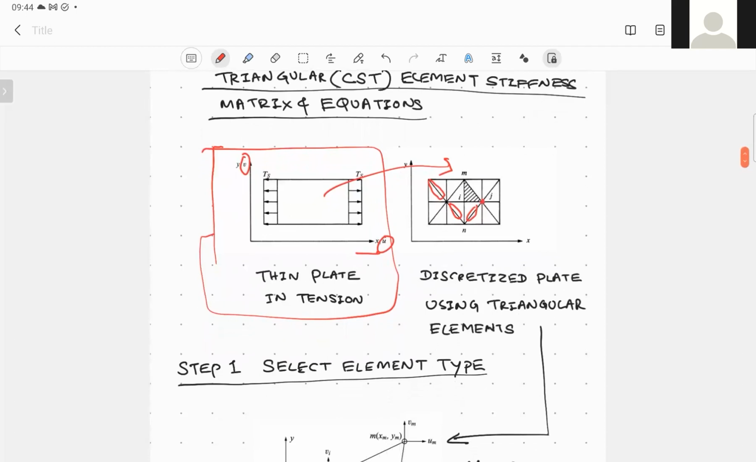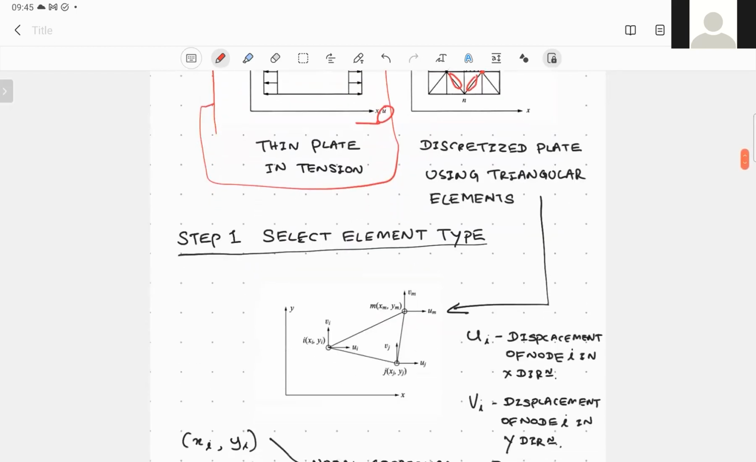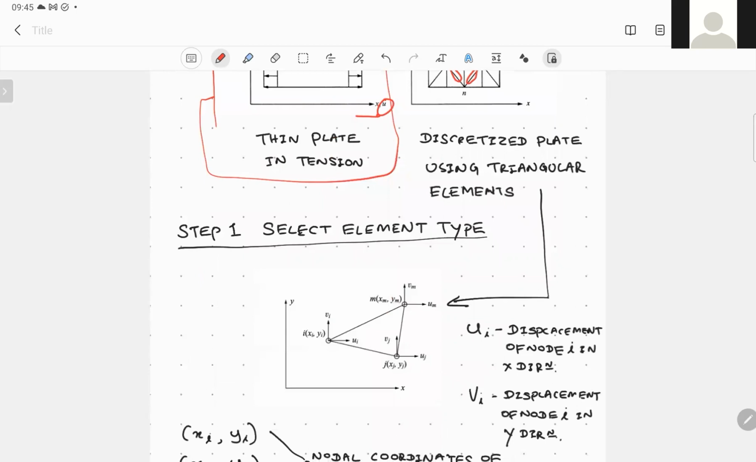Just like we did in the previous sessions, when we derived the stiffness matrices for the springs, for the trusses, for the beams, we followed certain steps. We followed 7 odd steps when we derived the stiffness matrices. It is the same concept that we apply here also. Let's go through these 7 steps to derive the stiffness matrix. For a constant strain triangular element, the first step is to select an element. What is the element type we consider? We have considered a triangular element to be the most fundamental element when we perform this analysis.